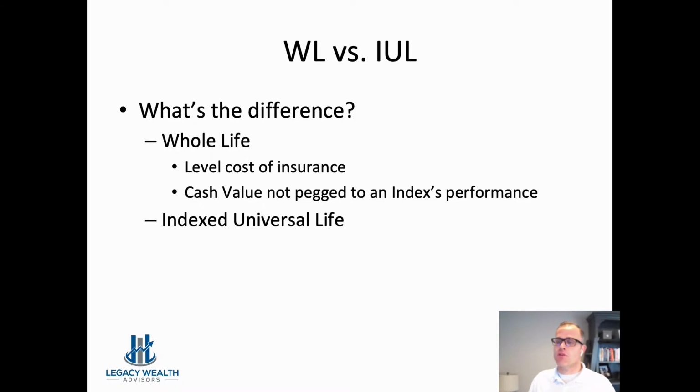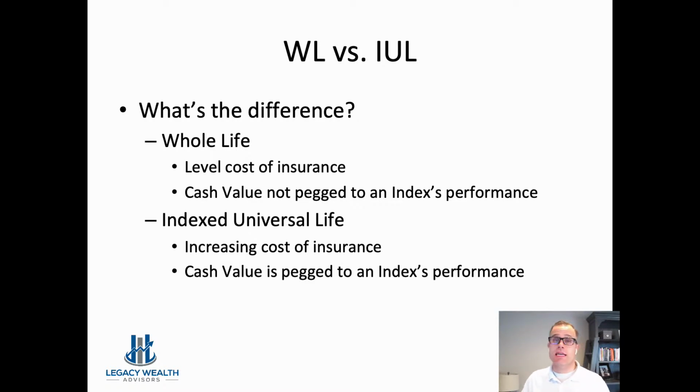Whereas with an index universal life, the cost of insurance increases every year. It's built upon a 1-year renewable term policy. So what that means is this year it's going to cost a certain amount to insure you. Next year, when you are a little bit older, it's going to cost you a little bit more to insure you. So every year that's going to go up. And then the cash value portion is pegged to an index. So if the index goes up, your cash value will rise. If the index goes down, your cash value is not going to rise.